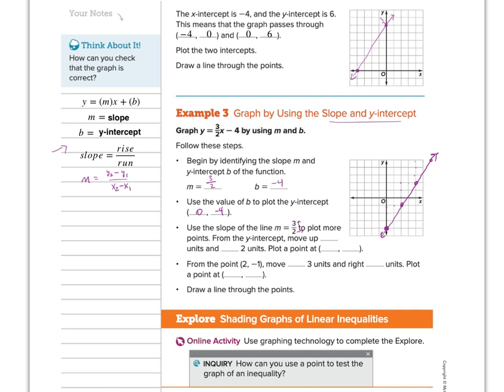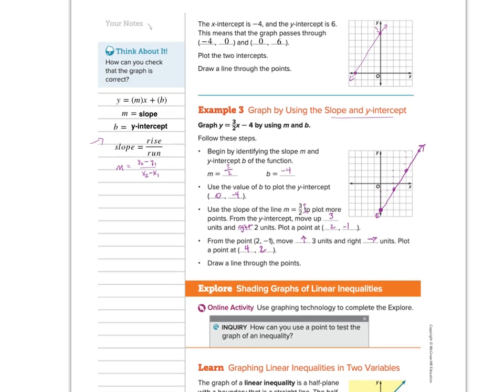Okay, we've been doing that since 7th, 8th grade. That's the very first way that we learn to graph equations and functions, using slope-intercept form. So we're moving up 3, we're moving right 2, and we plotted a point at 2, negative 1. From 2, negative 1, again, we moved up 3, right 2, and we plotted a point at 4, 2. And then there you go, that's what we could do.